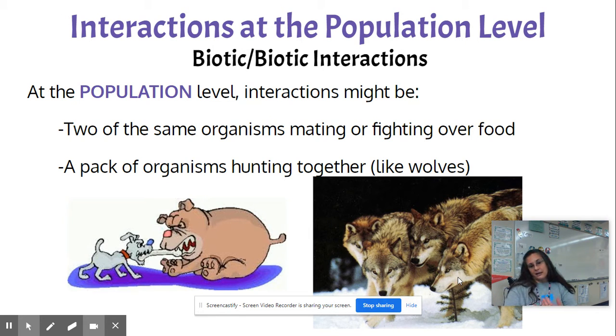So on the second slide in the presentation, in your notes, I would like you to write an example. So at the pond, what would be two of the same animal or two of the same plant interacting? Okay, so they work together or they compete for something.